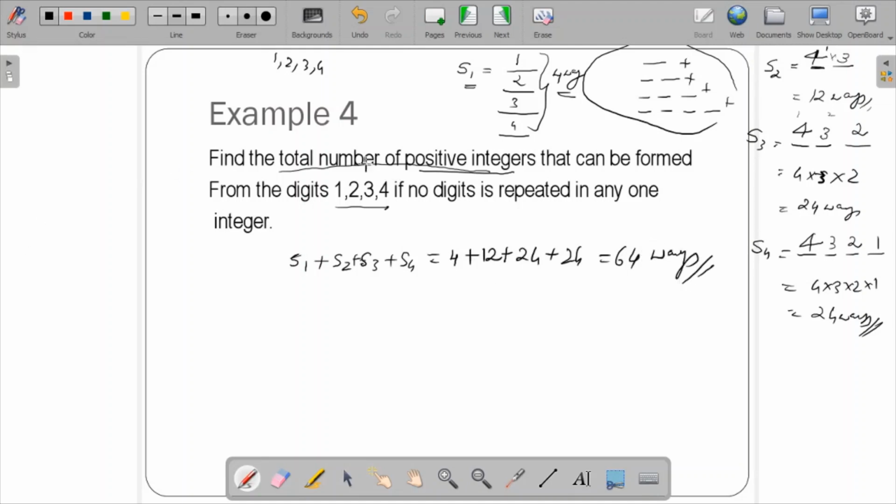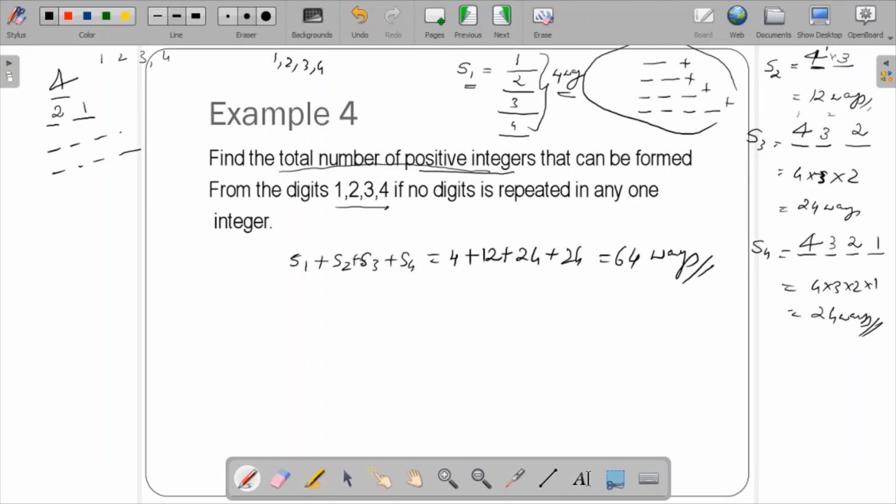I'll repeat. Find the total number of positive integers that can be formed from the digits 1, 2, 3, 4. It can be a single digit, a double digit, a 3 digit, or a 4 digit number, and with no repetition. If it is single digit, you can have 4 possible ways: just 1, just 2, just 3, or just 4.